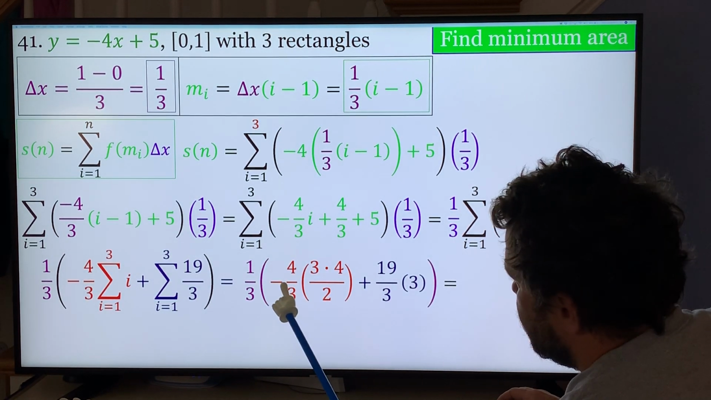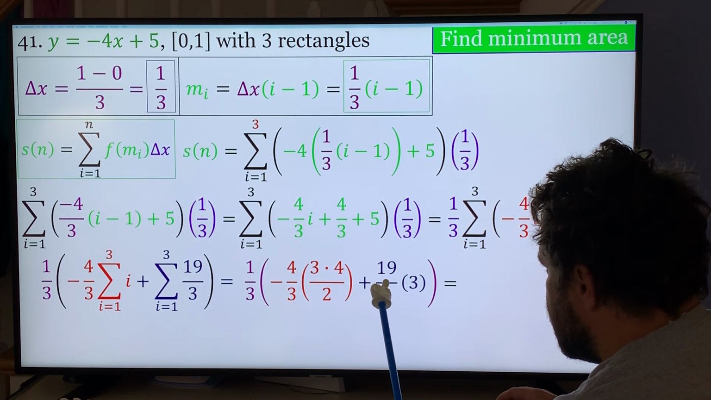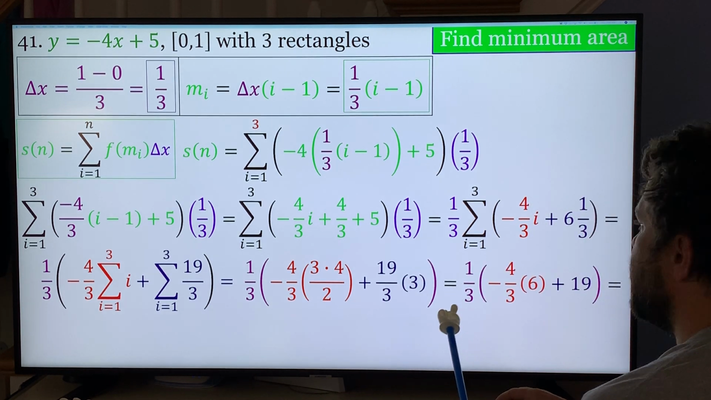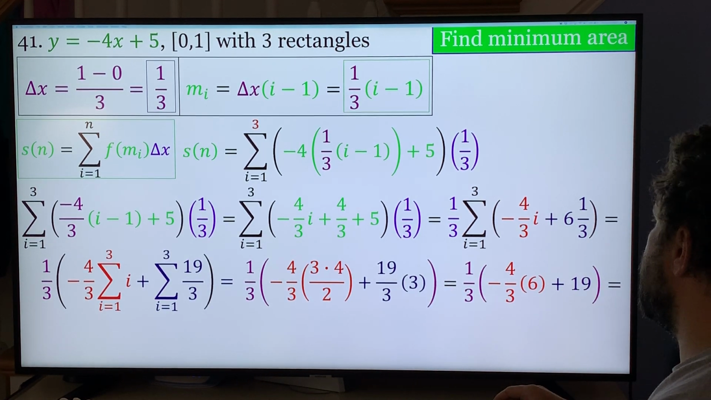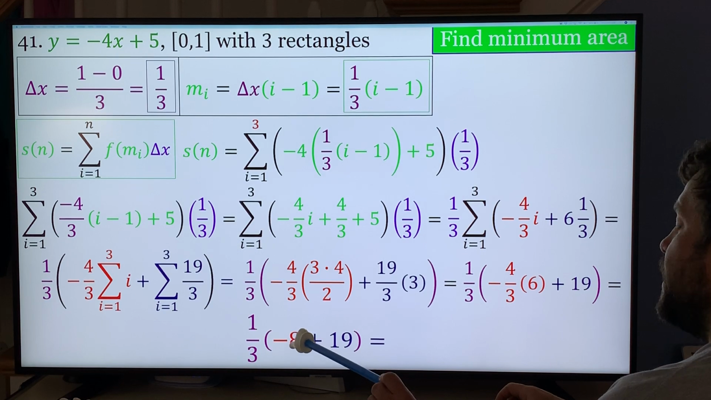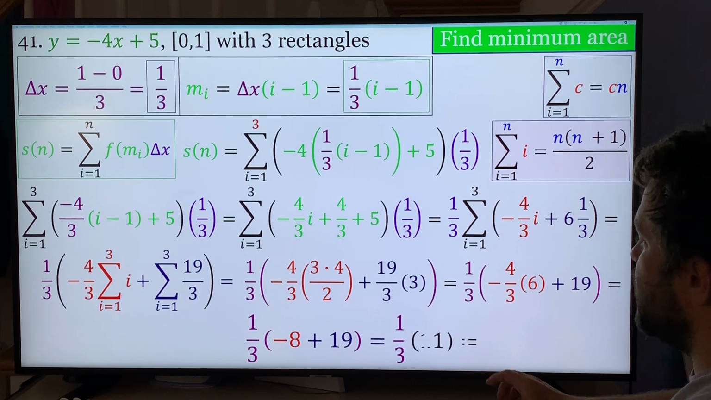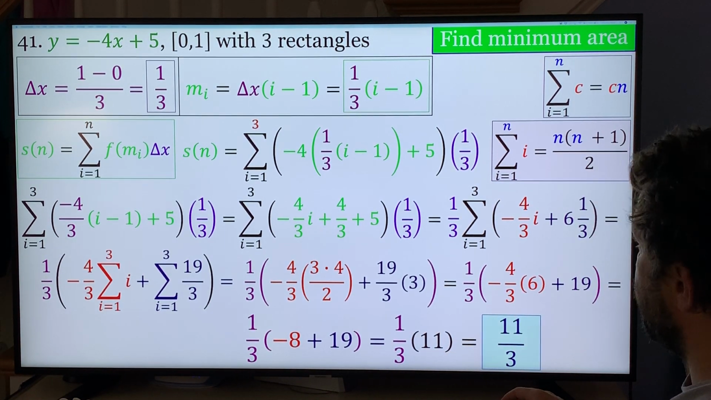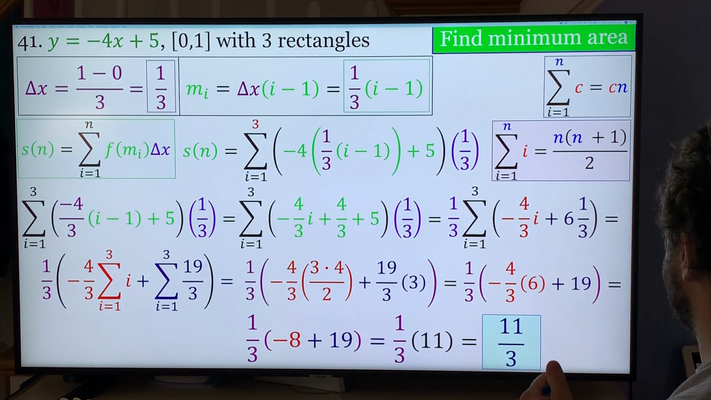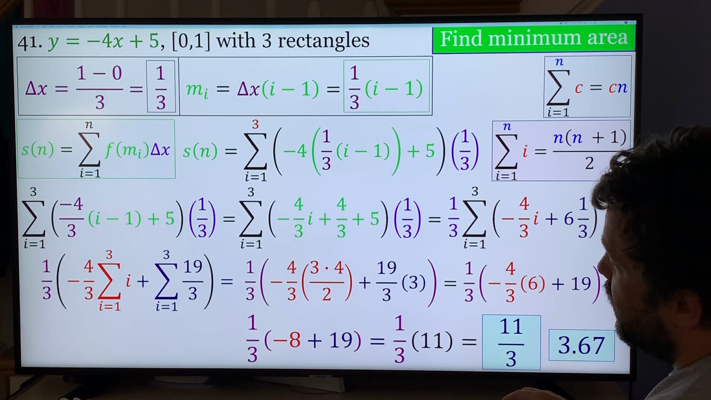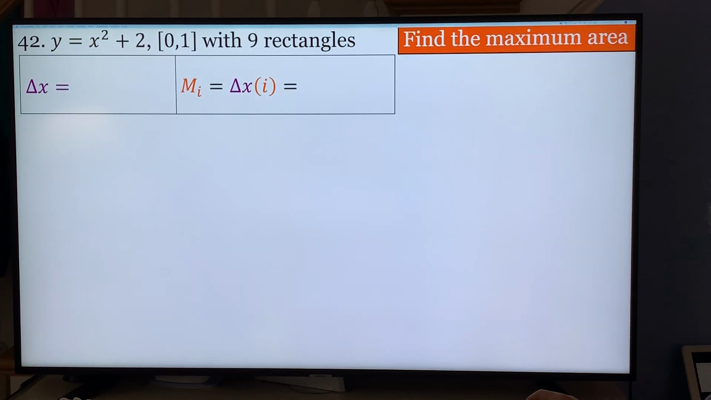So 1/3 times negative 4/3 times n times (n plus 1) divided by 2 plus c times n. 1/3 times negative 4/3 times 6, 12 divided by 2 is 6, plus 19/3 times 3 is 19. So 1/3 times negative 8 plus 19. All right. Oh, there's my formulas right there. Came a little late. 1/3 times 11, which gives you 11/3. All right, you good? Minimum area, 3.67.